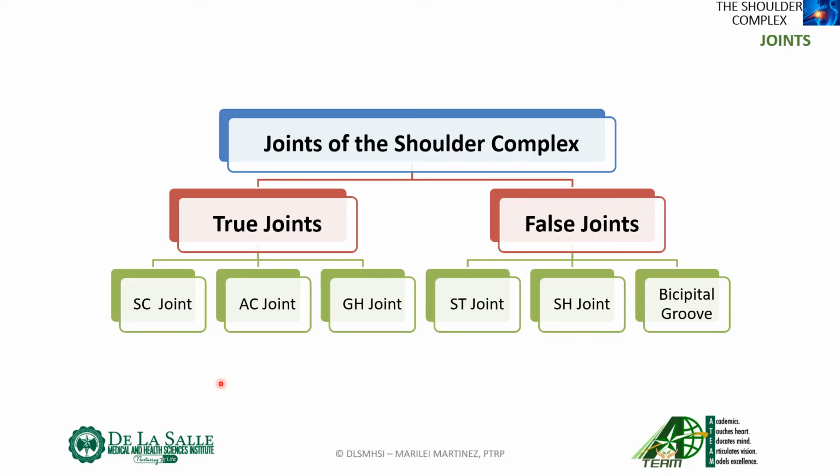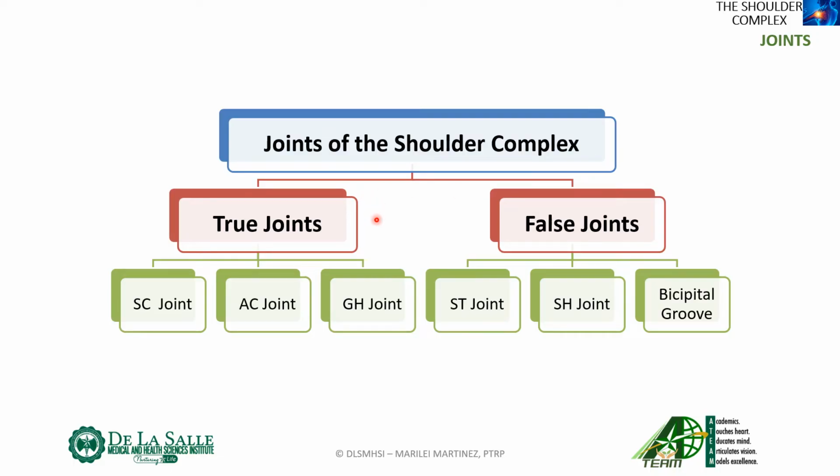The joints of the shoulder complex are divided into two categories. We have the true joints and the false joints. When we say true joints, they are true joints because they have true bone-to-bone articulations. On the other hand, the false joints are considered false joints because they do not have true bone-to-bone articulation.